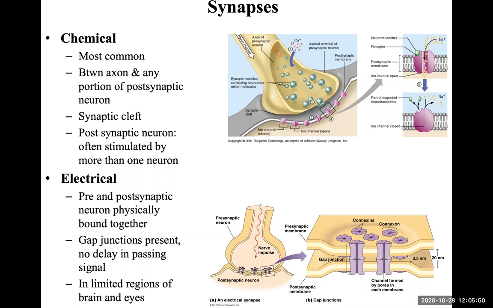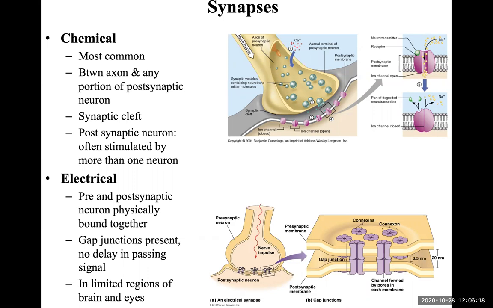Electrical synapses are very, very, very fast. They're not incredibly common. You find them, for example, in specific areas of the brain. You find electrical synapses in the eyes. And the reason that they're not as common as chemical synapses, or I guess we speculate the reason, is that there's less room for fine-tuning the activity.